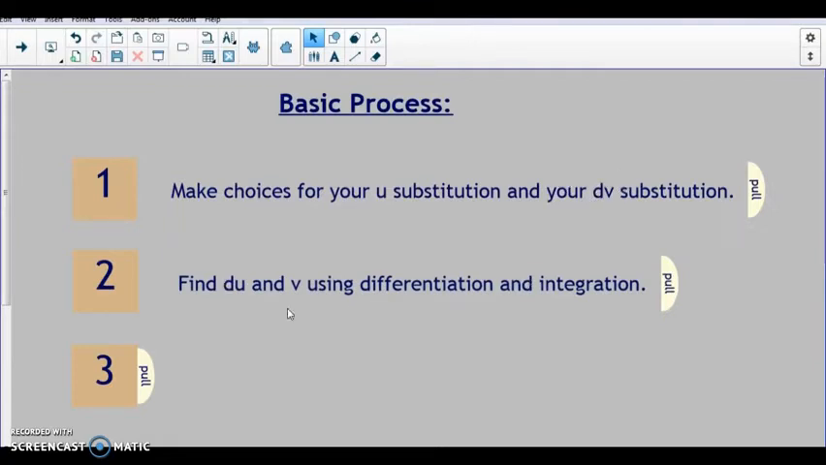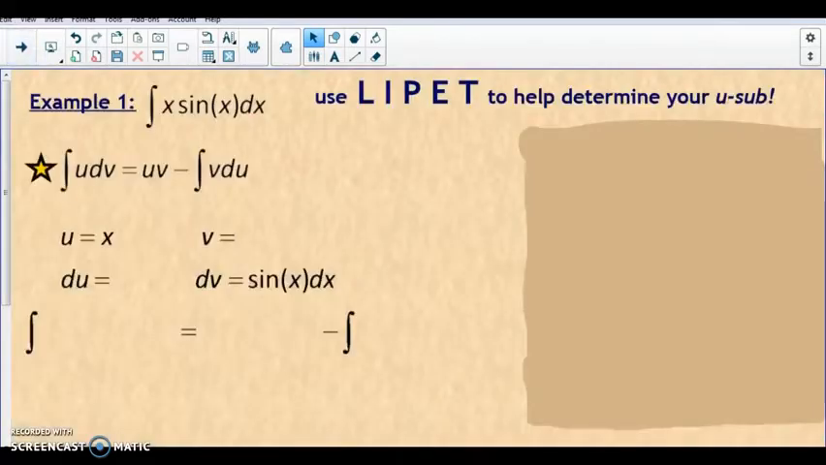to find v. So you're going to be doing both differentiation and integration in the same problem. Third step is then to just fill in that formula, that uv minus integral of v du formula, and then solve. So let's see our first example. So the first example is x times sine of x dx.